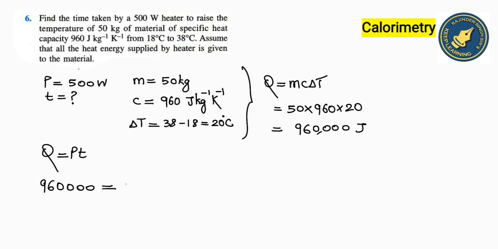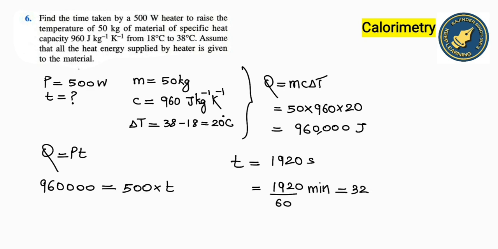So 960,000 is equal to power, 500, time we don't know, hence time will be equal to 1920 seconds. Convert this into minutes by dividing with 60. So dividing with 60, you will get the answer in minutes. So that turns out to be 32 minutes.